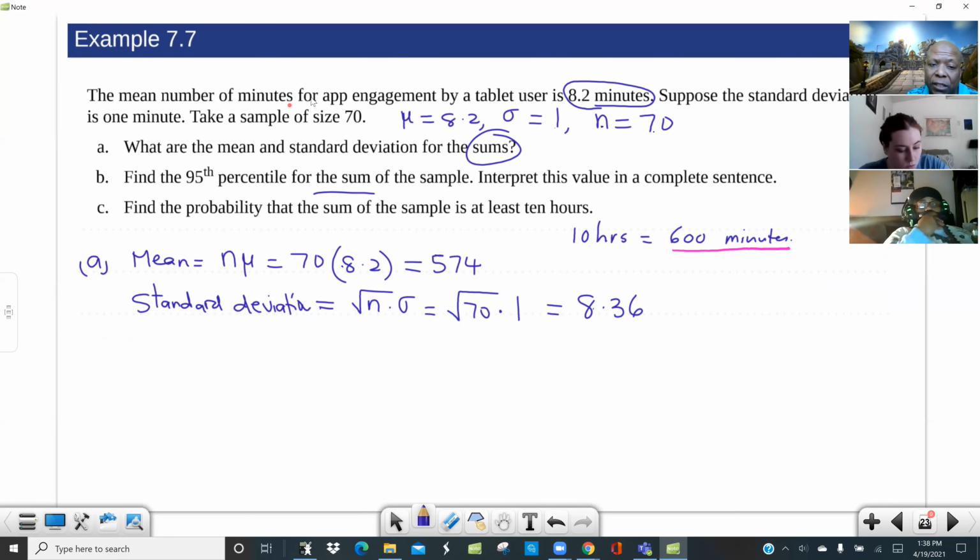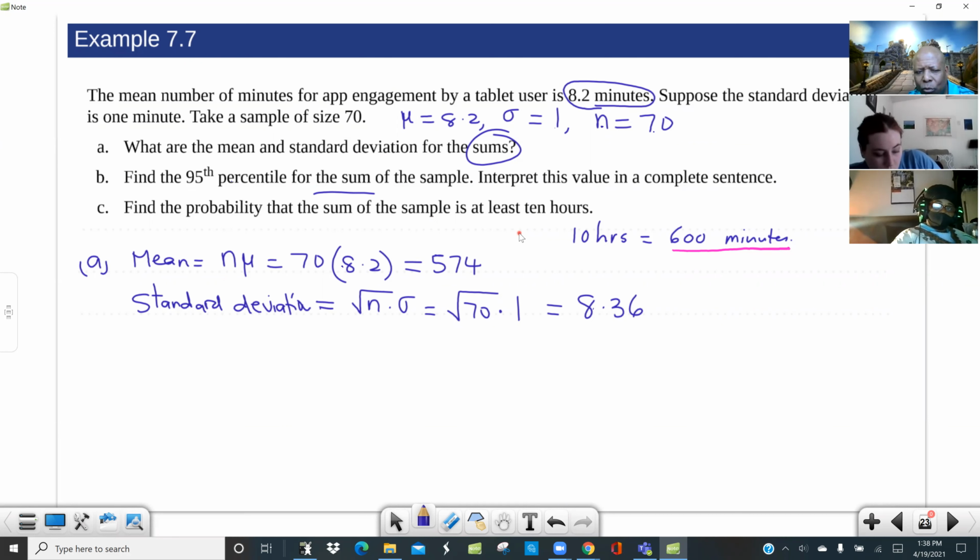The mean number of minutes for app engagement by a tablet user is 8.2 minutes. Suppose the standard deviation is 1 minute. Take a sample of 70. What are the mean and standard deviation for the sums? Find the 95th percentile for the sums and interpret this value. Find the probability that the sum of the sample is at least 10 hours.